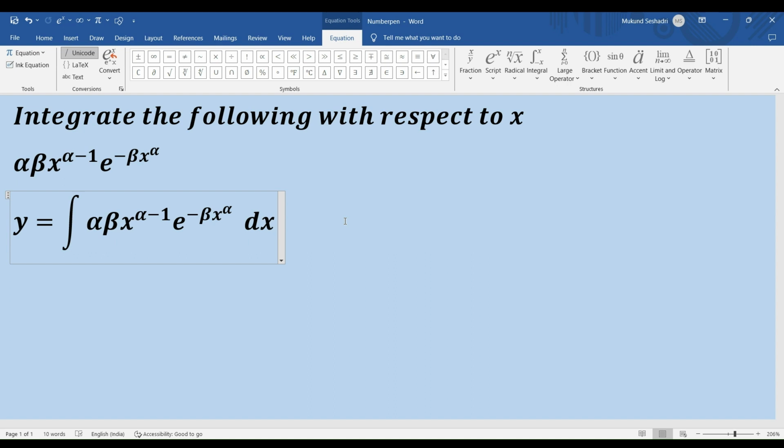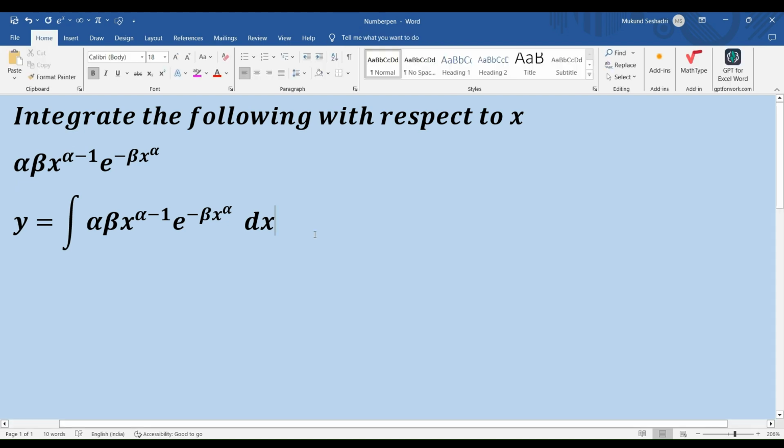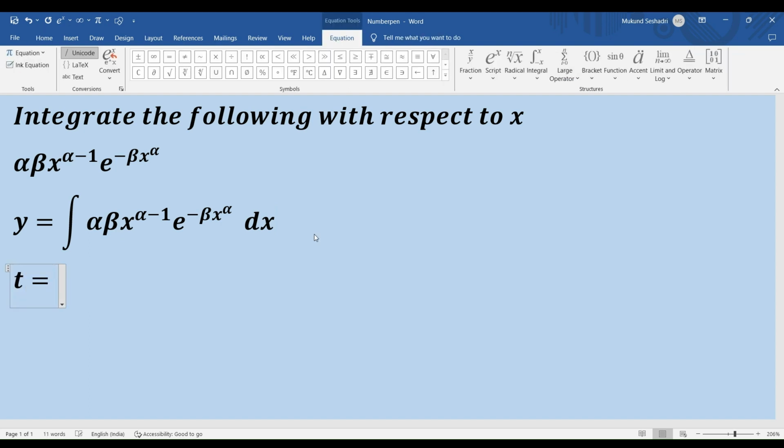Now let's see how we go about doing that. I notice that I have an e to the power expression, and the expression in the power has an x to the power alpha, right? And at the same time, I have alpha beta times x to the power alpha minus 1 as a part of this expression. So, can I connect the e to the power expression with the alpha beta times x to the power alpha minus 1 part of the expression? The answer is yes. And how do I do that? I do that by making a simple substitution and then differentiating on either side, right?